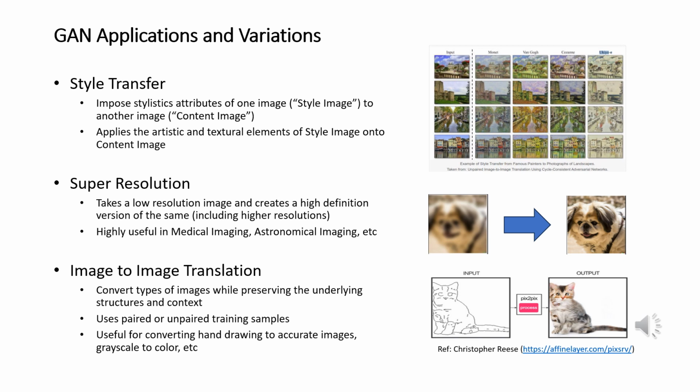Super resolution takes a low resolution image and creates a high definition version of the same, including higher resolutions. This is very useful in medical imaging, astronomical imaging, etc. Image-to-image translation converts types of images while preserving the underlying structures and context. This model uses paired or unpaired training samples. It's very useful for converting hand drawings to accurate images, grayscale to color, etc.